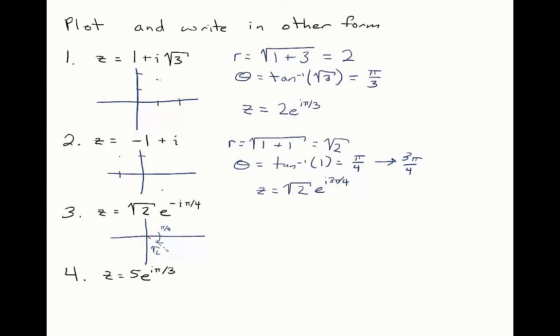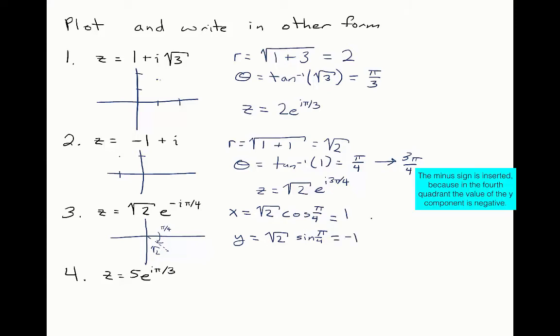So we need to find the x component, which is the real part, and we need to find the y component, which is the imaginary part. And again, I'm just using values that you can get from the unit circle so that you don't have to use a calculator. So this is actually just 1, and this comes out to minus 1. So our complex number in rectangular form is 1 minus i.